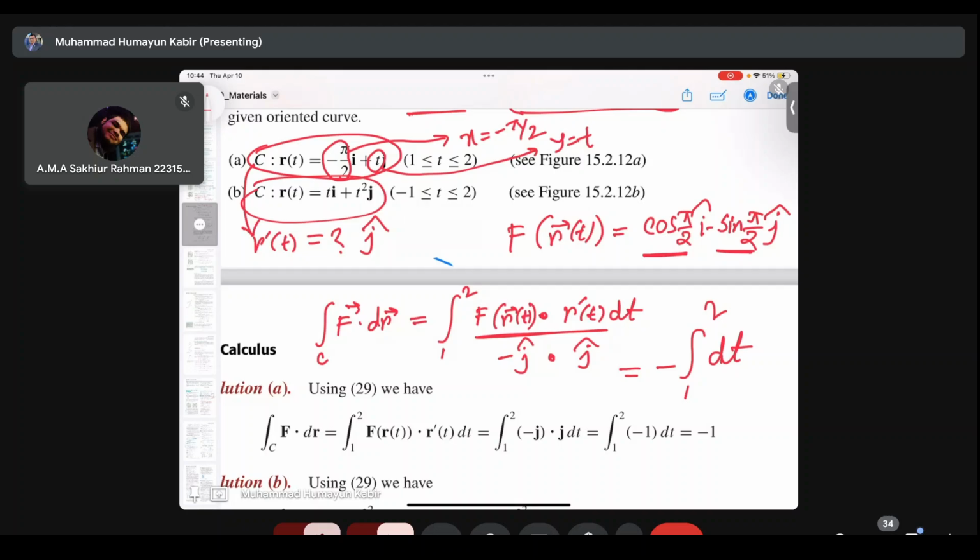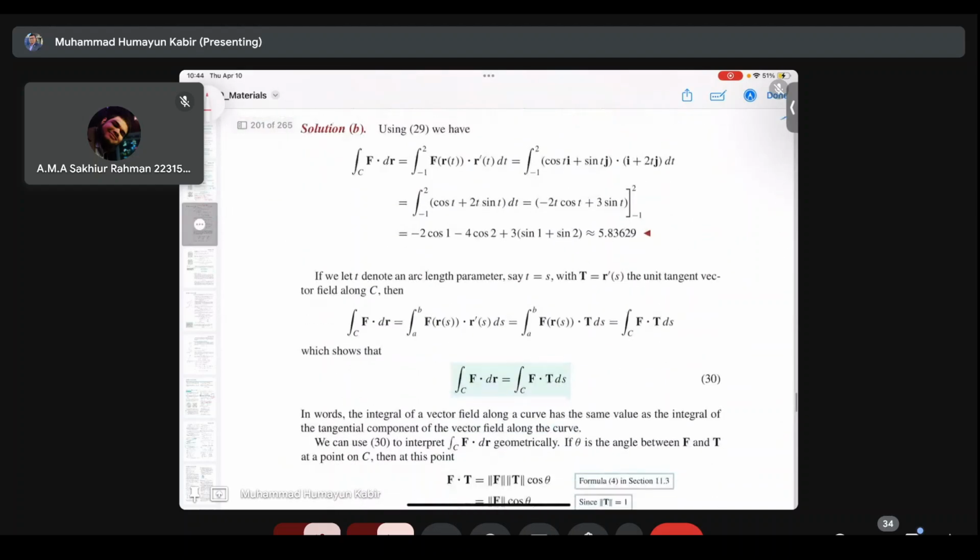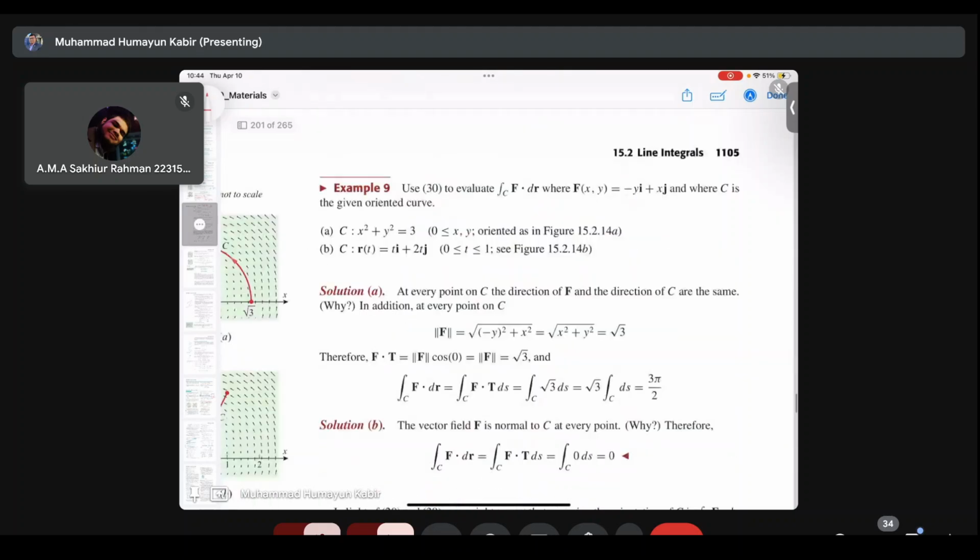So the process is not so difficult, but you should know the process. Is that okay? Understood?